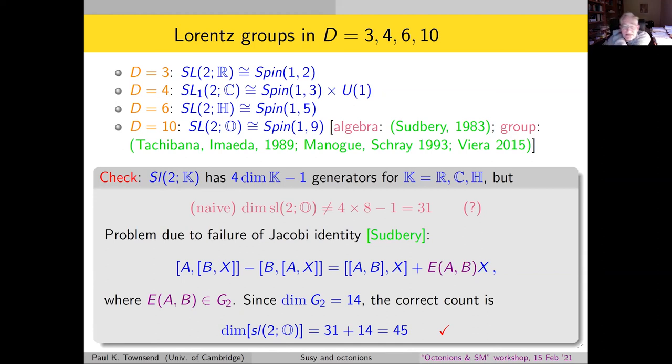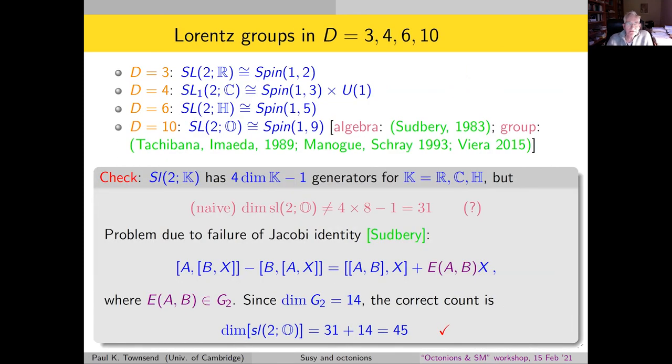And so the idea is that since G2 has dimension 14, you should add 14 to this count of the dimension of the algebra. And if you do that, then you get 45. I never quite understood where the extra parameters come from, because you'd have to provide extra parameters for this term. But in any case, let's call it the add 14 rule. If you do that, you get the right answer there, and there's some mathematical backing for that. So that's a striking sequence.